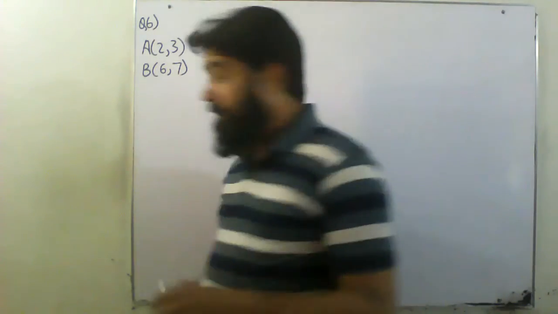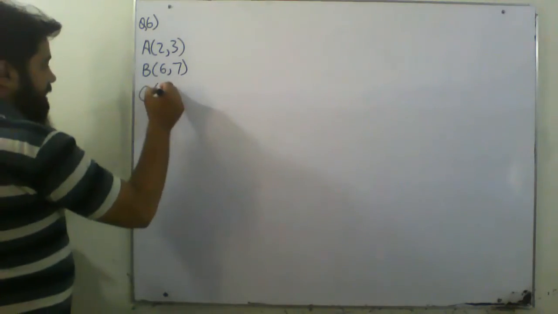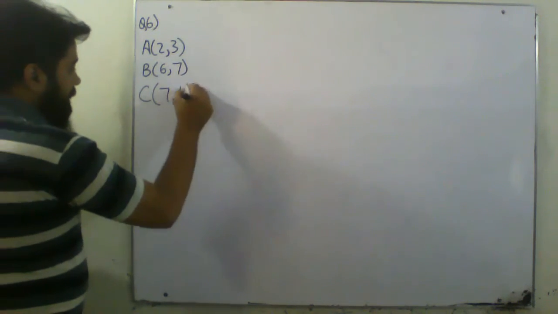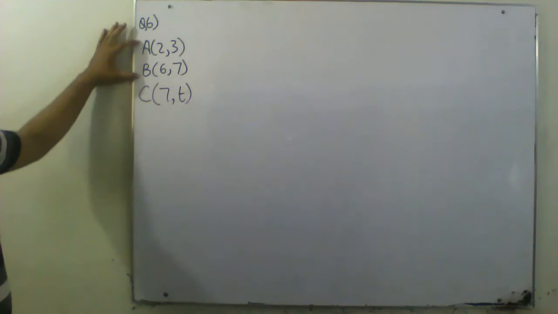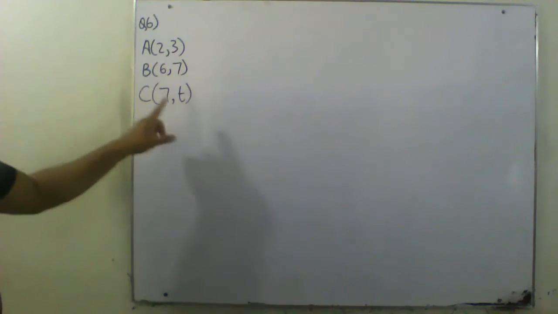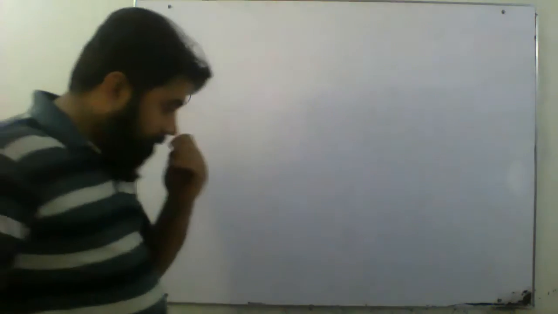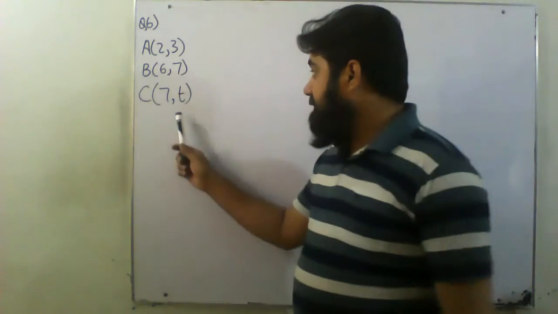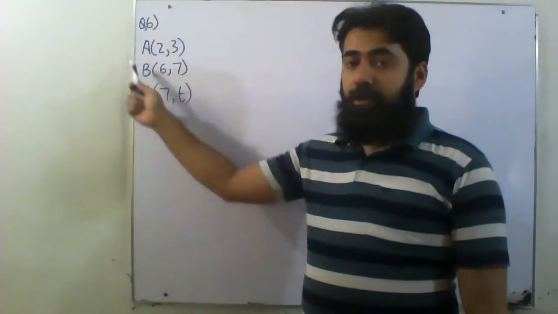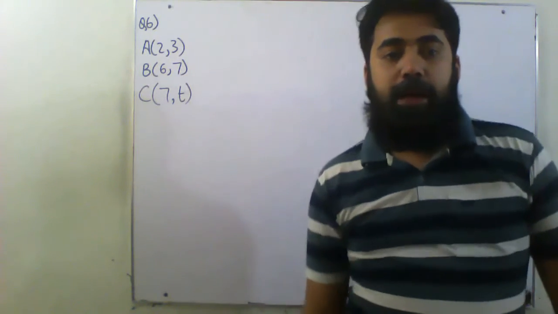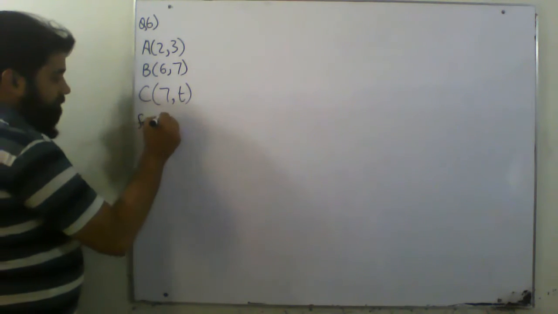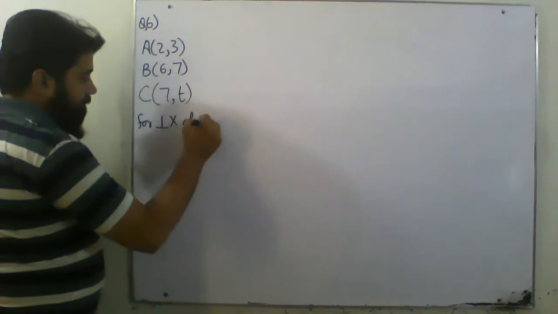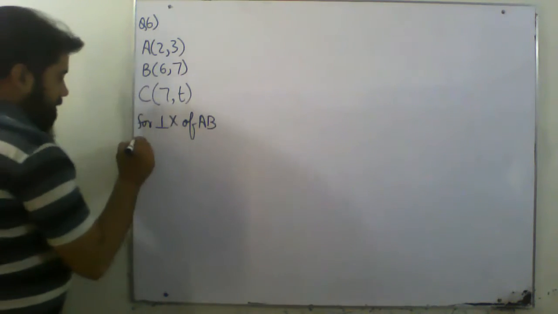Now they are saying that C is a point which lies on the perpendicular bisector of AB, and they are telling us to find the value of t. So what will we do first? If C is lying on the perpendicular bisector of AB, then first of all I have to find the equation of the perpendicular bisector of AB. So that will be my first working.